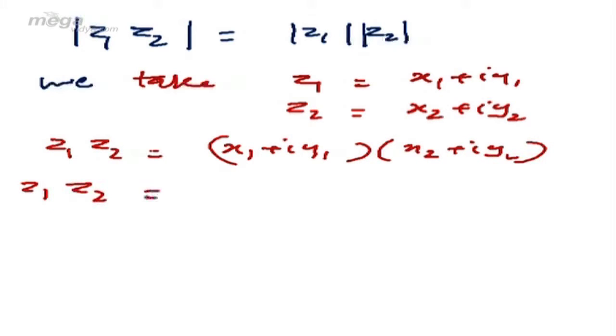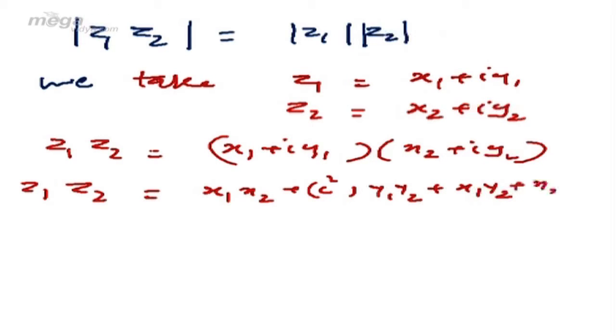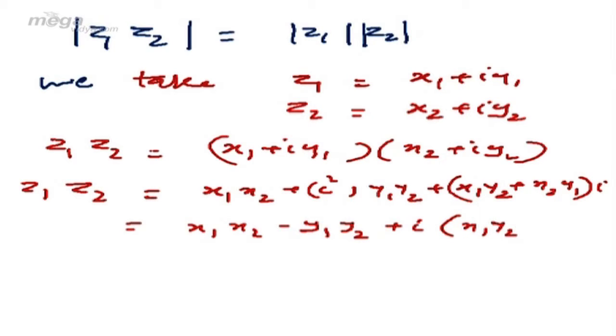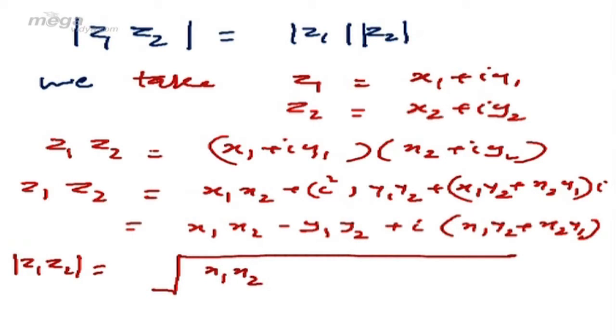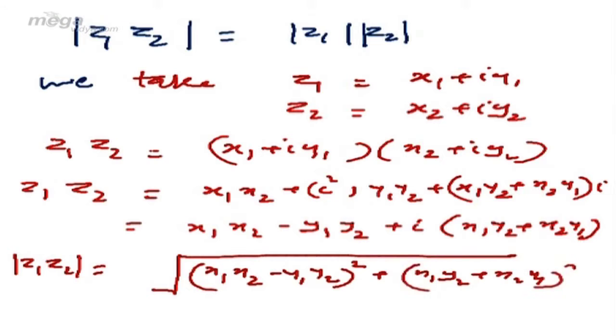If we multiply z1 and z2, you will get x1 x2 plus i square y1 y2 plus x1 y2 plus x2 y1 into i, that is x1 x2 minus y1 y2 plus i times of x1 y2 plus x2 y1. Mod of z1 into z2 will be root of x1 x2 minus y1 y2 to the power 2 plus x1 y2 plus x2 y1 whole square.